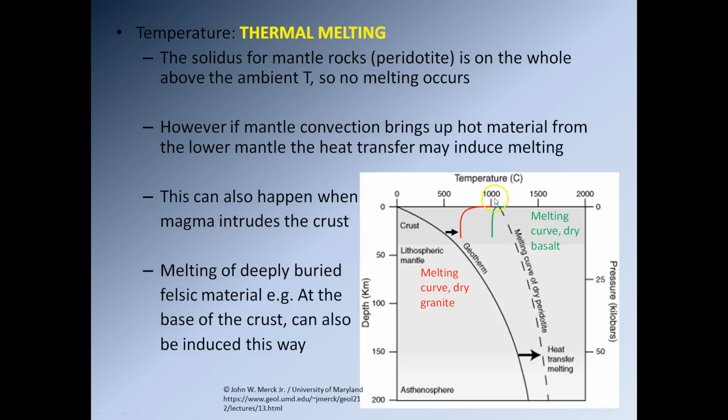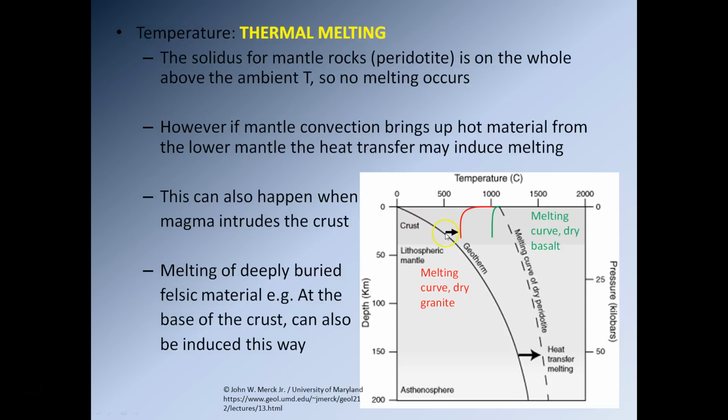Here we have the melting curve for basalt, once again, nowhere near the geotherm, so the basalt will not melt. Same thing over here. This is the melting curve for granite, once again, nowhere near the geotherm, so the granite will not melt.